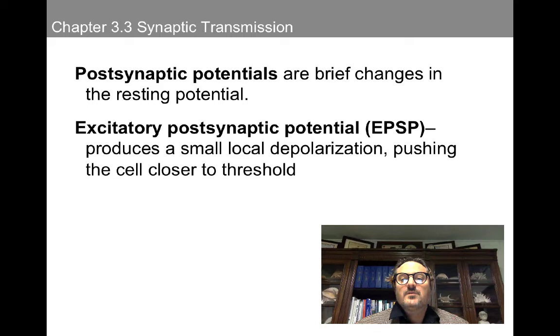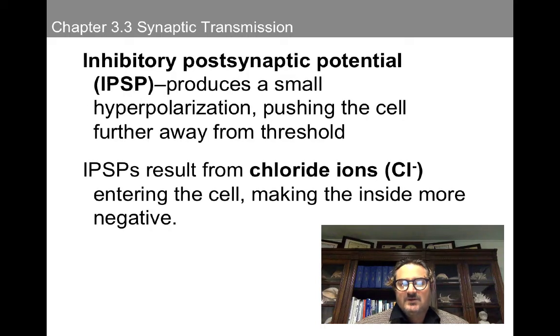Postsynaptic potentials are brief changes in the resting potential. We have two types, EPSPs and IPSPs. EPSPs are excitatory postsynaptic potentials. They produce small local depolarization, pushing the cell closer to threshold. So things that make us more likely to have an action potential would be excitatory. Inhibitory postsynaptic potentials, IPSPs, produce a small hyperpolarization, pushing the cell further away from threshold.